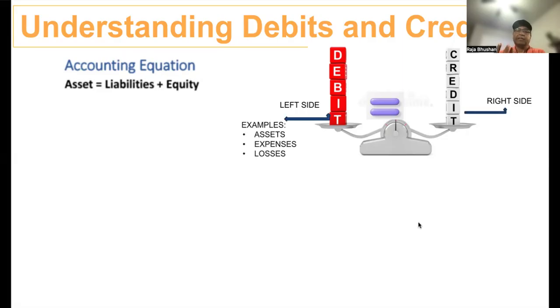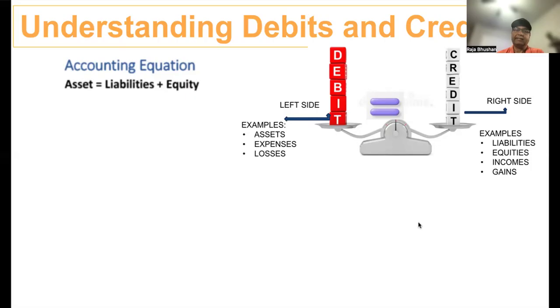For example, assets, expenses and losses always have debit balances. This is a rule which we need to remember. I would repeat, debits are always assets, expenses and losses, which are natural balances for this. That means assets, expenses and losses have debit balances, which is on the left side. And on the right side, we have liabilities, equities, incomes and gains. So these have credit balances.